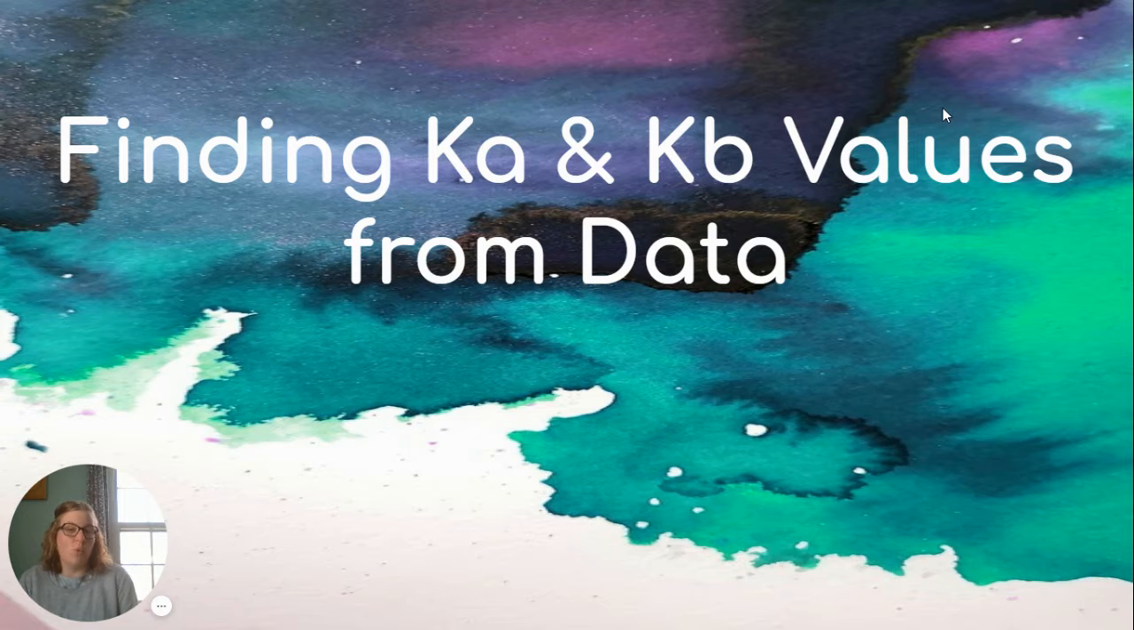Hey, AP Chem. We are going to be taking the weak acid, weak base pH problems and kind of flipping them on their head a little bit. With this section of Unit 10, we are going to be taking data that is given to you in a problem and finding the Ka and Kb values from that data.